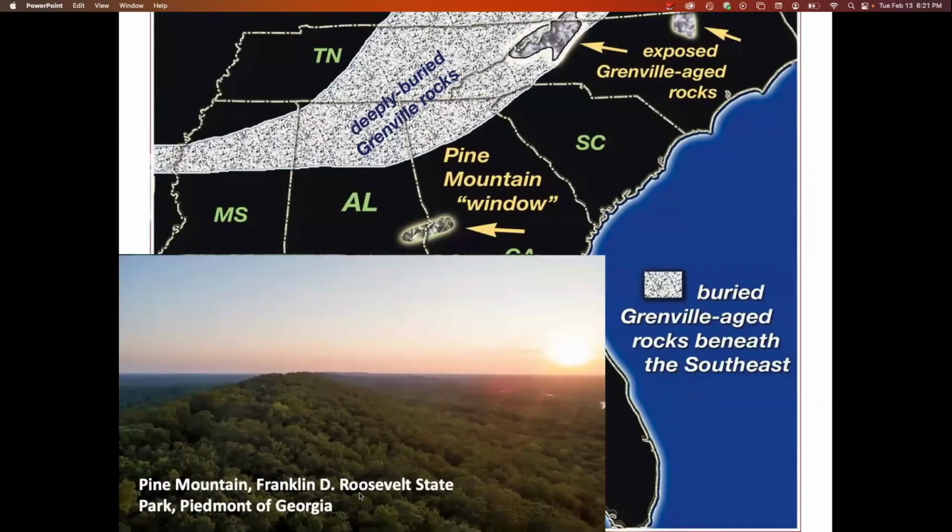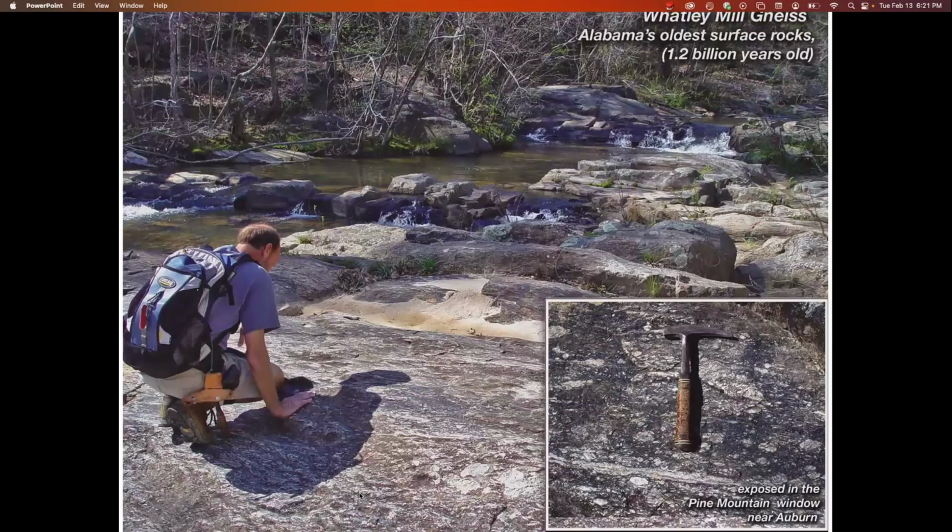And then finally, right down here on this place called the Pine Mountain Window, where Georgia and Alabama come together, you'll see that little area there. And this is called Pine Mountain. And here we have Grenville age rocks that are present in parts of this very low mountain range here. Here's a photo of a geologist from your textbook who is studying 1.2 billion year old Grenville age rocks. These are granitic rocks here. It's part of the Pine Mountain Formation.